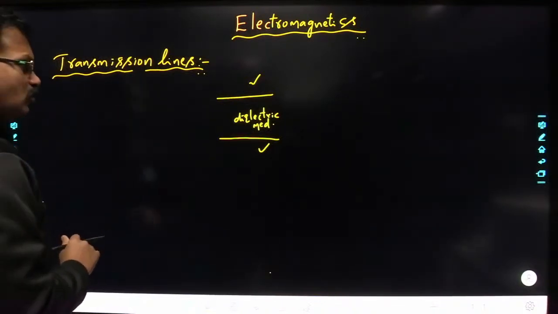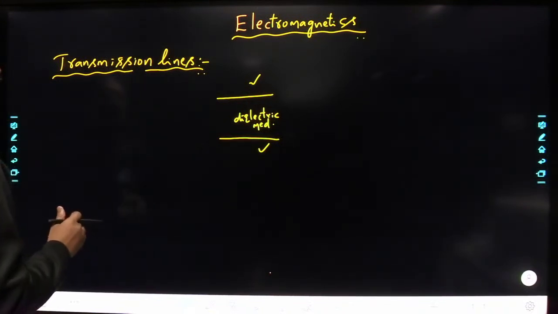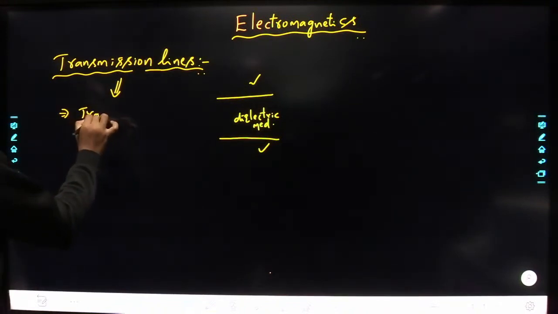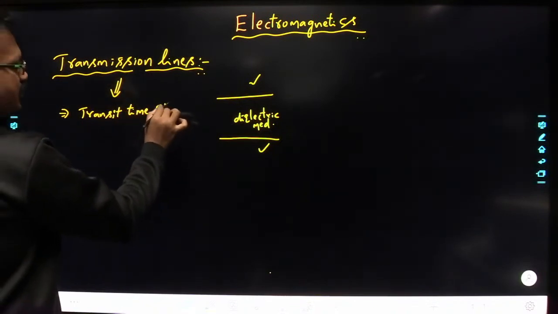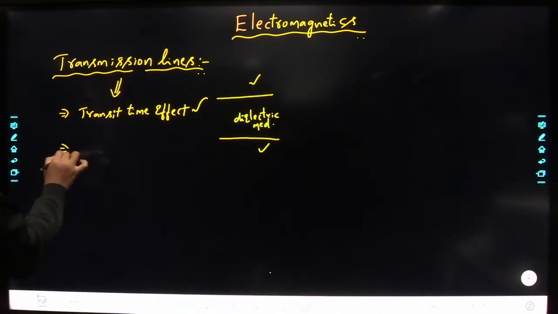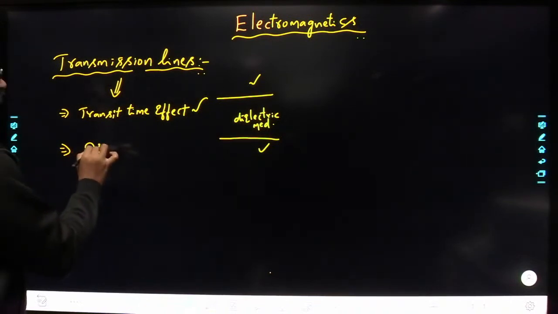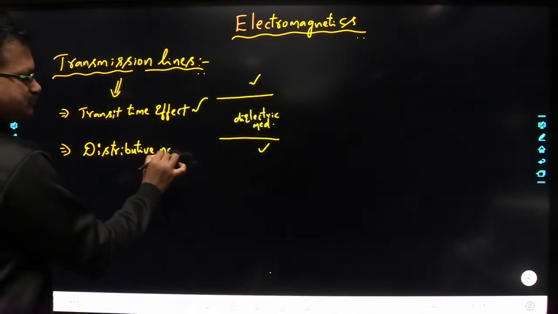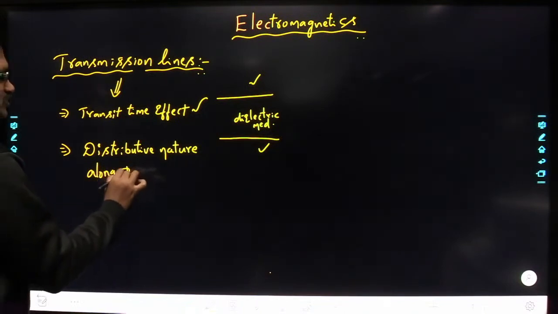Okay. So the basic concepts that are needed in order to understand these transmission lines are, first, the transit time effect, which we have covered in the previous session, right? Next, the other basic concept needed to understand these transmission lines is the distributive nature along the transmission line, right?